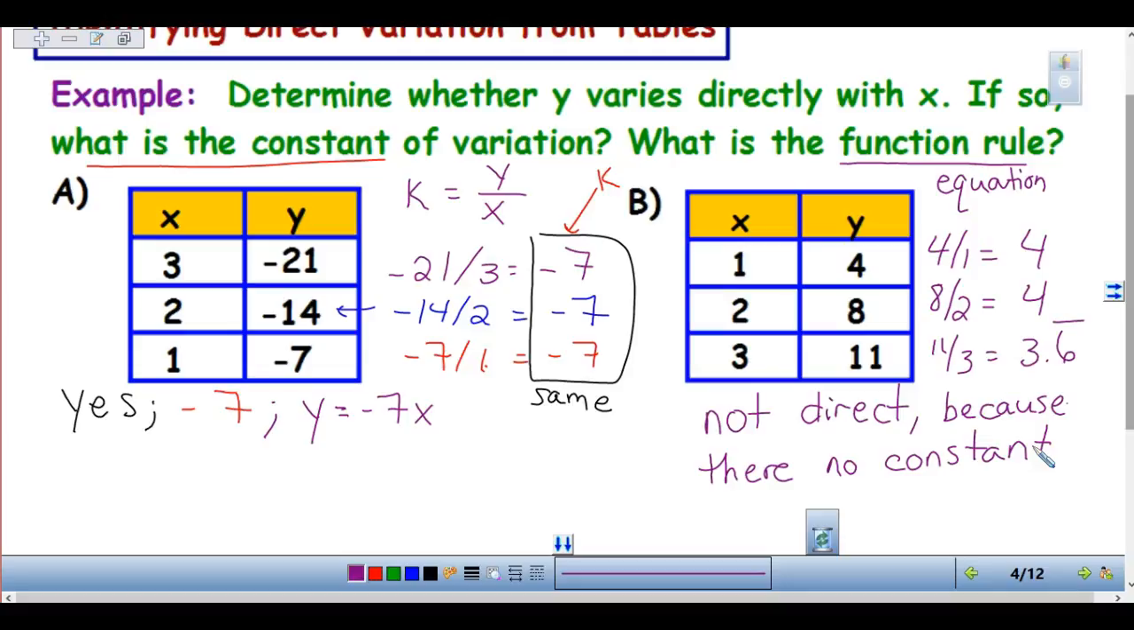And even in the homework today. So, questions: if you're given a table, how do you decide? You divide y by x on each of them, and make sure that constant is the same. If it is, then it's direct variation. If it's not, then you're done.